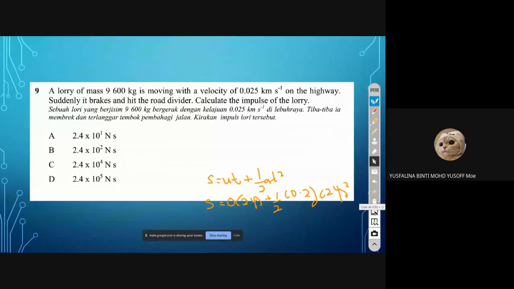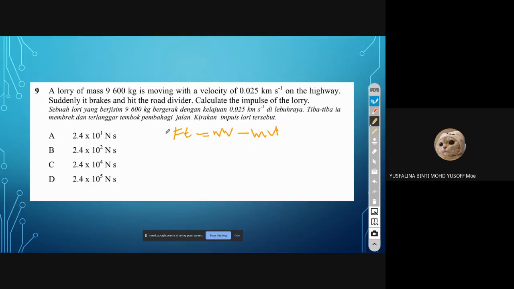Okay, a lorry of mass 9,600 kg is moving with velocity of 0.025 km per second on the highway. Suddenly, it brakes and hits the road divider. Calculate the impulse of the lorry. So, what is the formula for impulse? Ft is equal to mv minus mu. For this question, you cannot use both formulas. Only use whether on your left side or your right hand side.